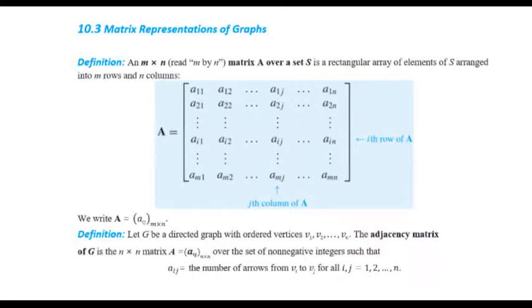And here we define the adjacency matrix for a directed graph. We say if G is a directed graph and there is an order for the set of vertices of the graph, like v1, v2, all the way to vn, then the adjacency matrix of graph G is an n by n matrix like this. A is equal to (aij), n by n, which shows the size of the matrix, over the set of non-negative integers. Okay, so all the elements of this matrix should be integers that are either positive or zero, such that aij is the number of arrows from vi to vj for all i and j from 1 to n. So since we have a directed graph, aij counts the number of arrows starting from vi and ending at vj, correct?